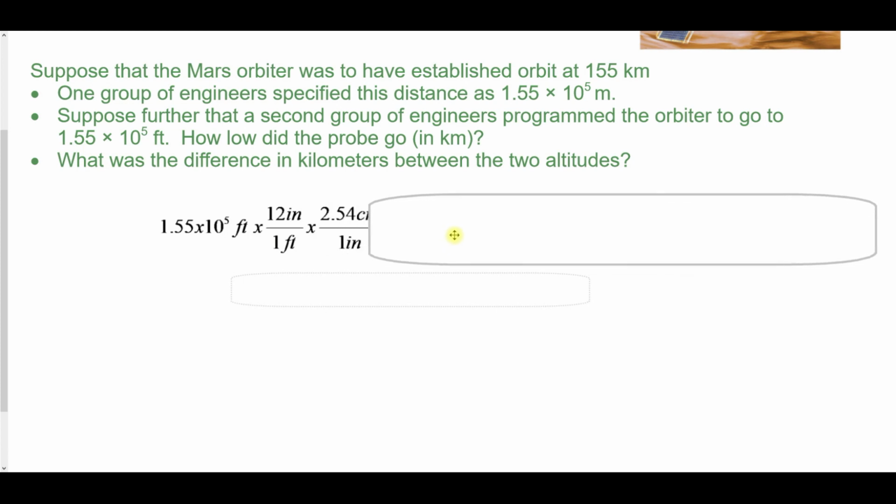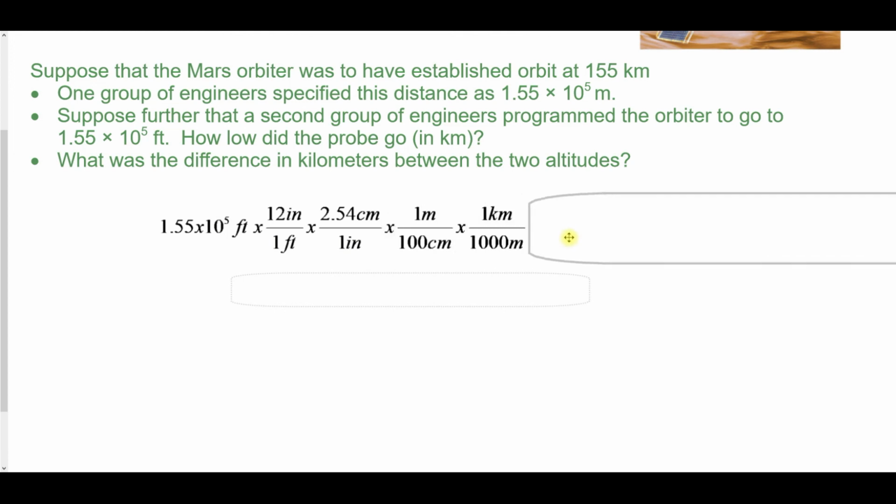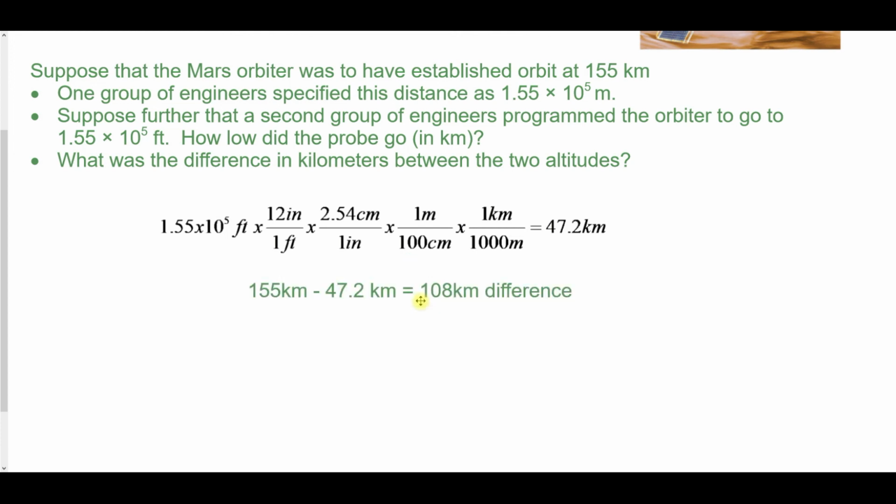Then we use our conversion factor from English to metric and get it to centimeters. We need to go to kilometers, so I'll change it first to meters and then to kilometers. And I end up with 47.2 kilometers. And then the question also asks, what's the difference in kilometers? So we just find the difference. So make sure you're always reading the problem so you find everything that is required.